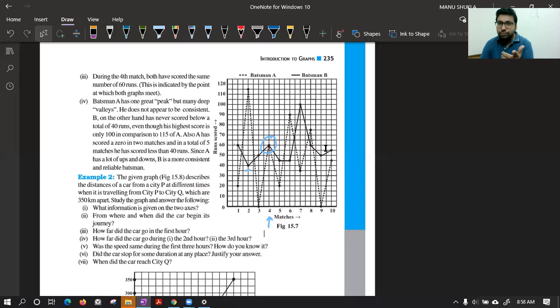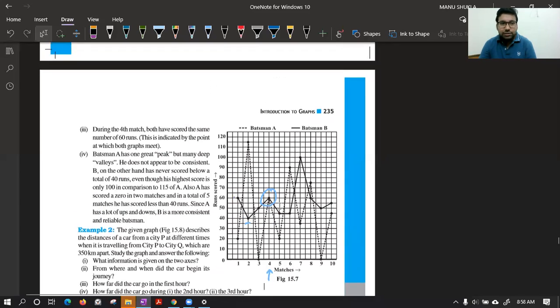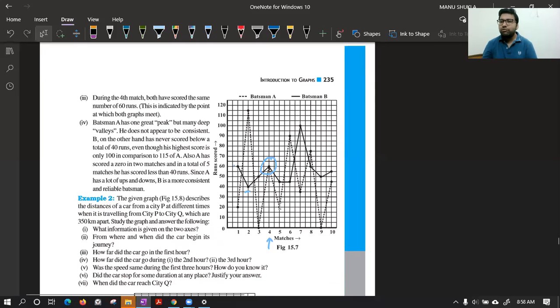But batsman B is more consistent. In every match, he is playing consistently. Okay, B is Virat as per you. Okay, B is Virat. Fine. So we have got this, and with this we have done this question. One question from my side. Please tell me what is the scale of the x-axis, what is the scale of the y-axis, and then we are done.